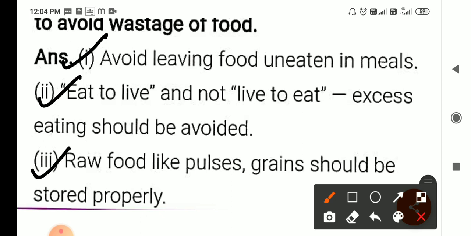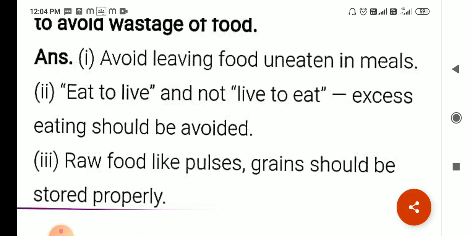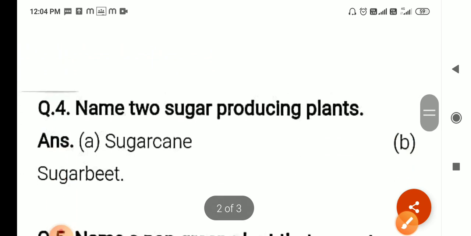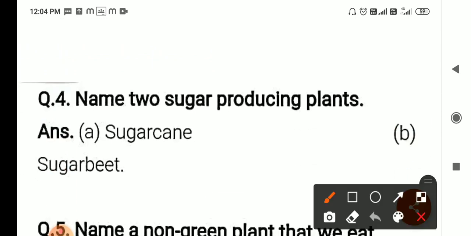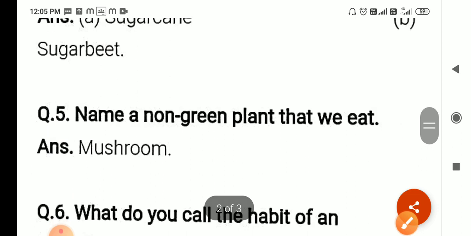Then third is raw food like the pulses, grains. These should be stored properly, and do not store in extra amount. Right? You have to store that much of amount only which can be consumed by your family members in a particular time period. Now next question is, name two sugar producing plants. Then the sugar producing plants are, one is sugar cane and the second is sugar beet. These both are used in making the sugar.